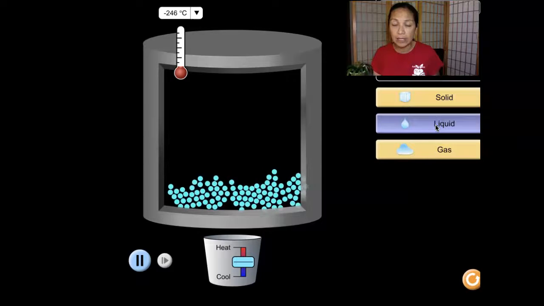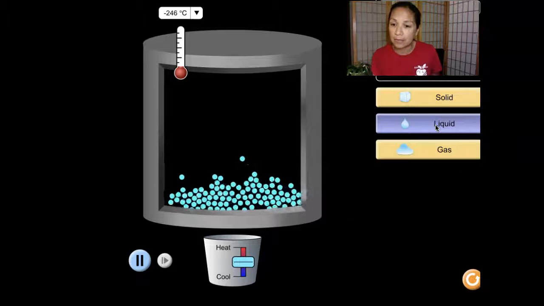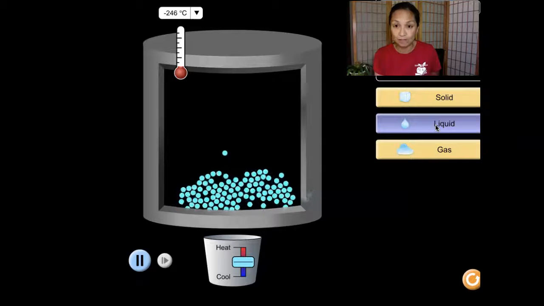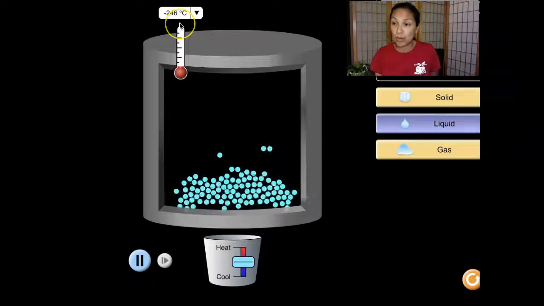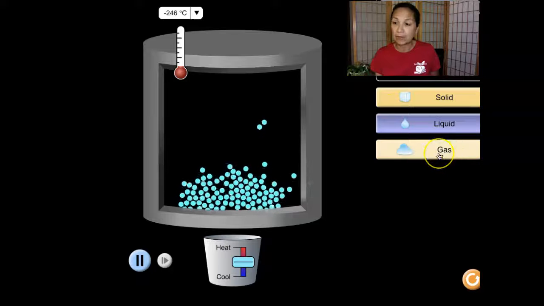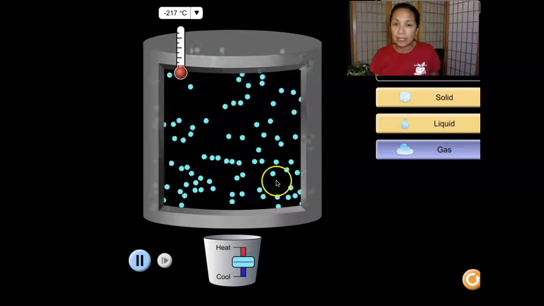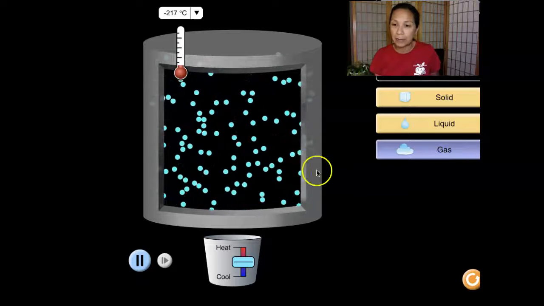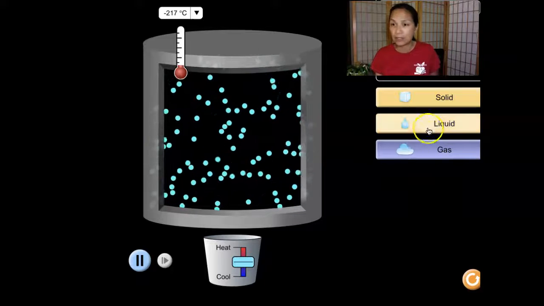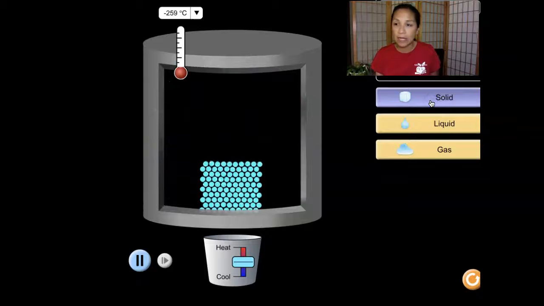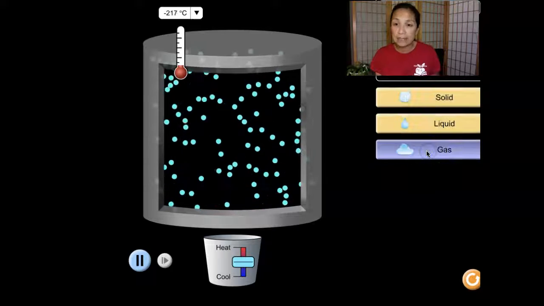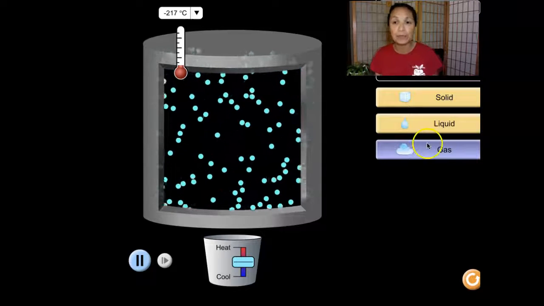And then here's liquid. You can see that the particles are moving faster and that the temperature went up. If you click on gas, you can see that the gas particles are now moving a lot faster, right? So there's liquid, there's solid. You can see that as the states change from solid, liquid to gas, the particles move faster.